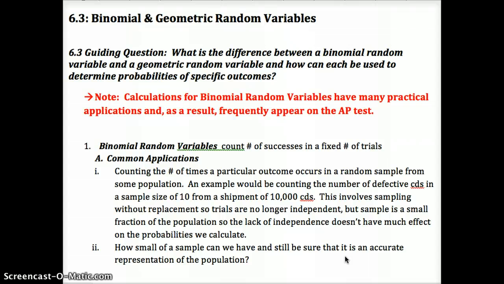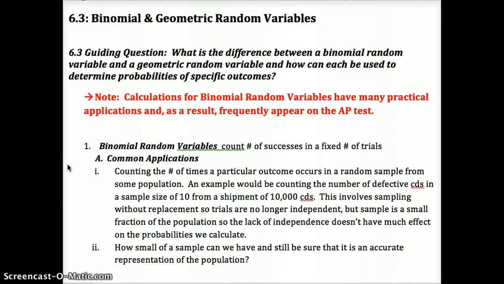So here I want you to keep in mind what the difference is between binomial and geometric random variables, and how we can use each to determine probabilities. That encompasses the requirements for checking what they are, as well as the calculator functions associated with each. And just a quick note, quite often these will pop up on the AP test. So I would predict that there'll be a binomial free response question on the AP test this year.